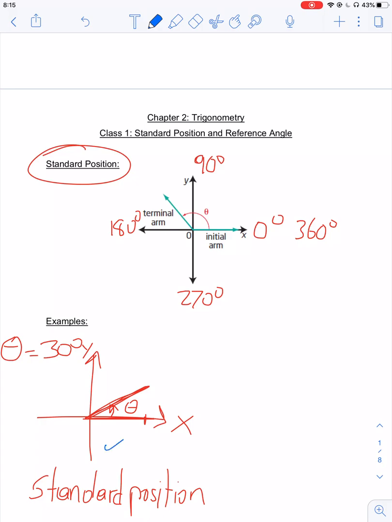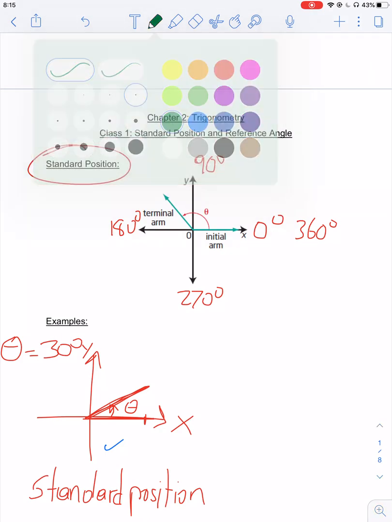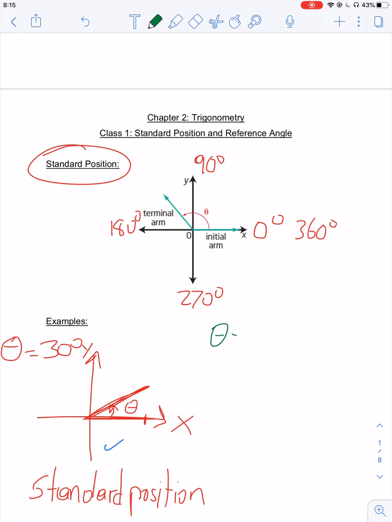Okay, so this is in standard position. Now, theta, let's say if theta is, maybe not blue, something else. So let's go with green. What if theta is equal to, let's say, 60 degrees, okay?